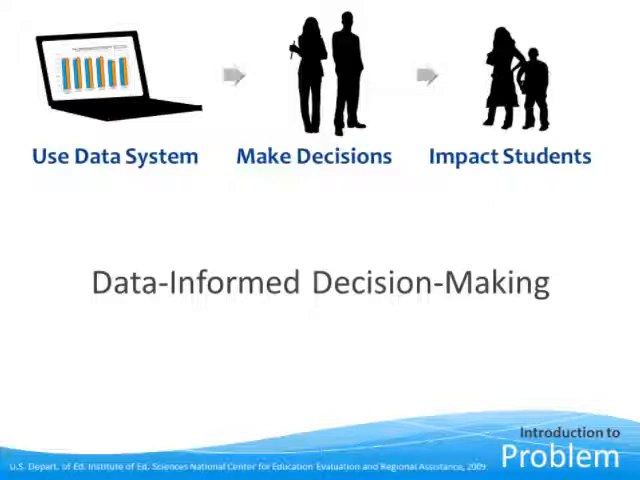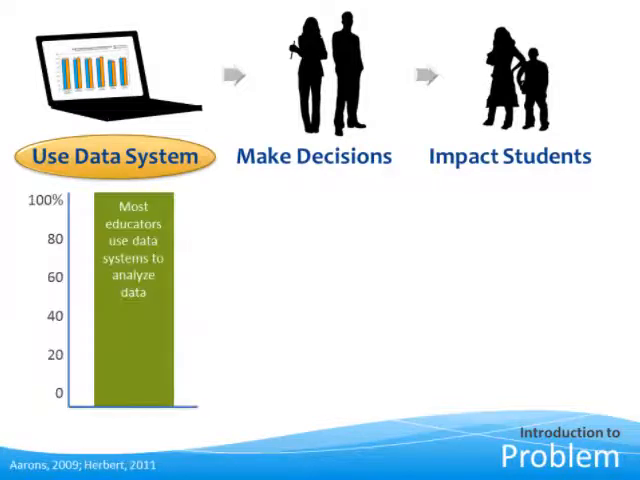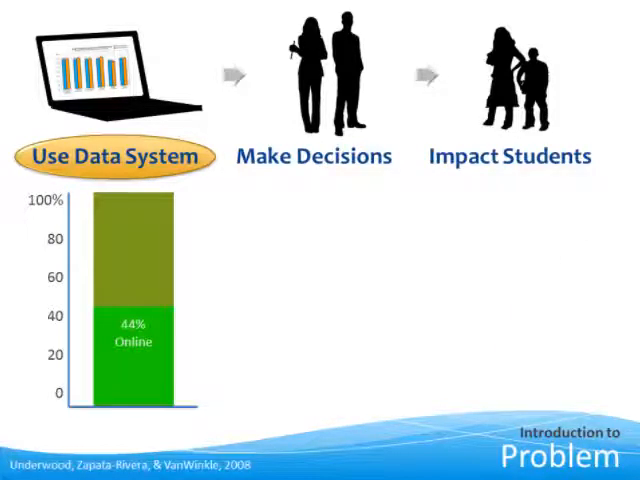Data-informed decision-making, often called data-driven decision-making, is a process educators employ to transform learning and improve student success. First, educators view data in reports generated by a data system, which is any computer system educators use to access and analyze student data. There are many different types of data systems, but they all can be used on a computer and give educators data-based feedback on entities such as students. Most educators have access to these data systems for generating and analyzing score reports. 44% of educators use these data systems directly, but the majority view printed versions of reports others use the data systems to generate for them.